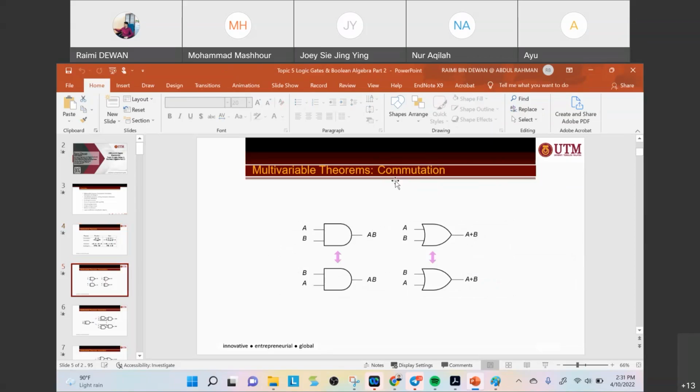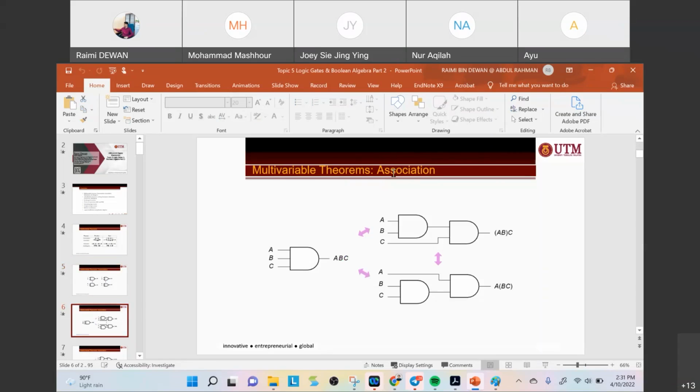For the commutation theorems, you can see A times B or B times A still results in the same thing. So this is commutation. This is for the AND gate. For the OR gate, A plus B or B plus A will still result in the same thing.